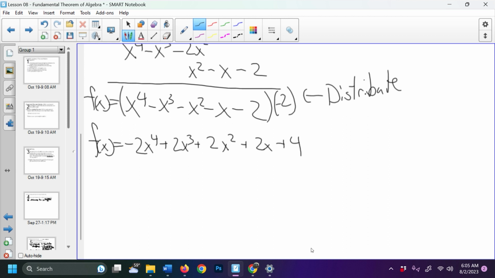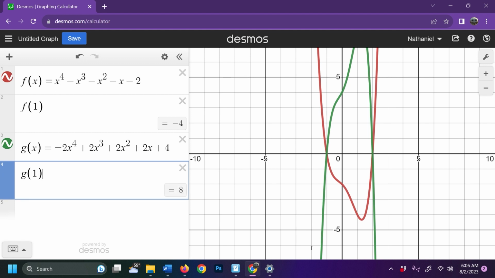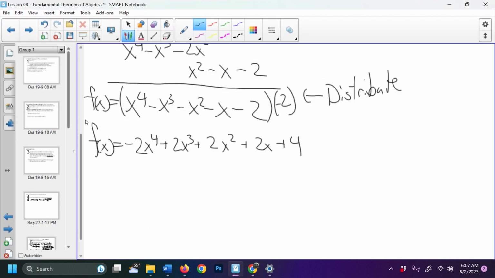And we will type that into Desmos. And so here we have that function in there. And since we didn't add any zeros, it has the same zeros as our original. And when I plug in 1, I do get, in fact, 8. So it has the same zeros. I have the correct value at 1. This is my correct final answer.